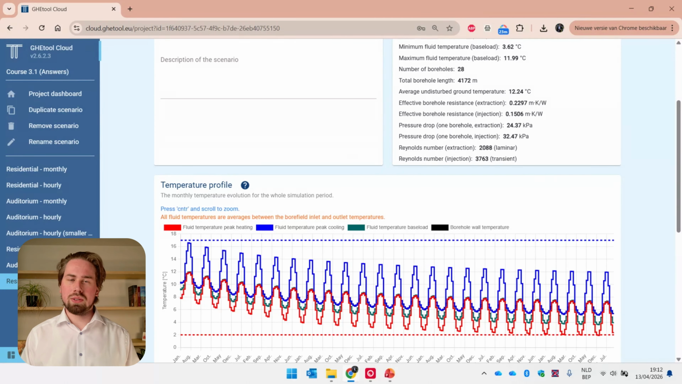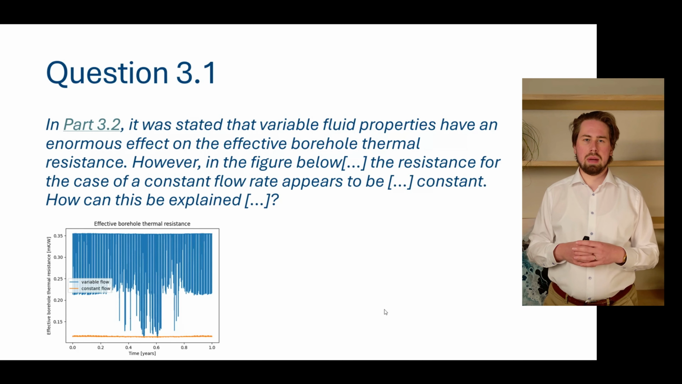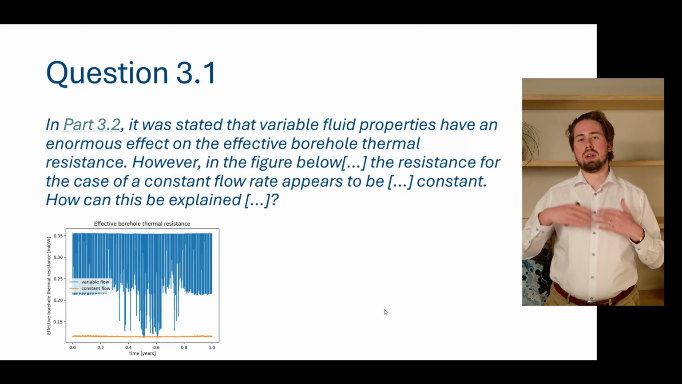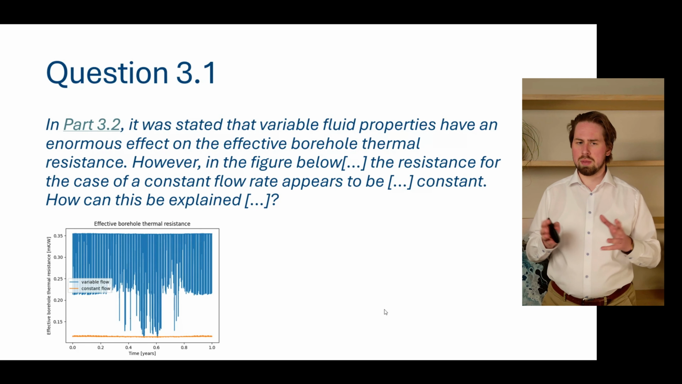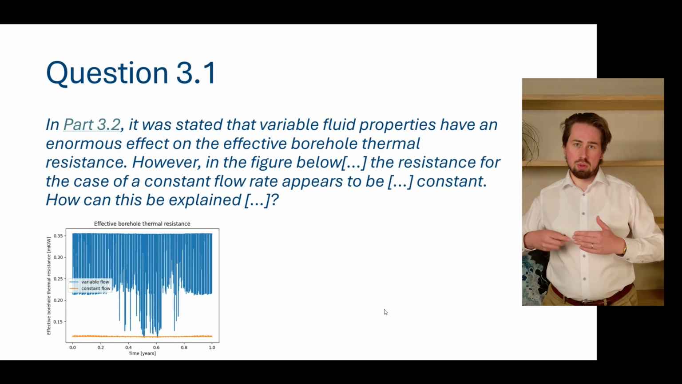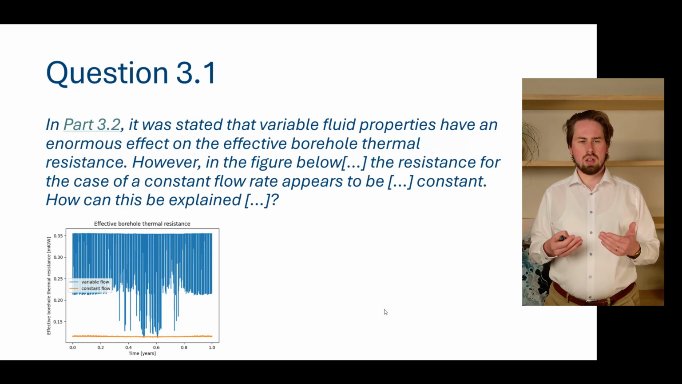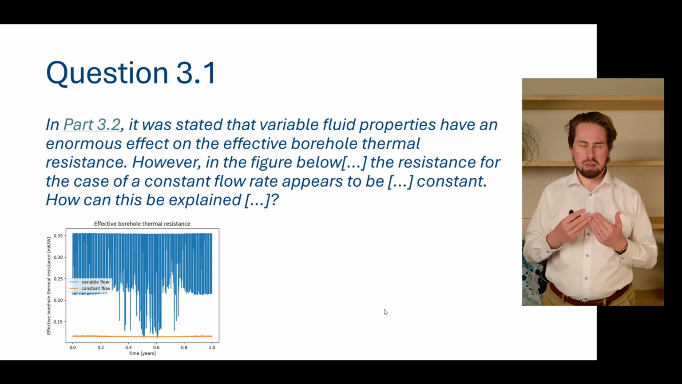So now let's go back to the slides and talk about the other questions we posed in this part. In chapter 3 of this part, we talked about not variable fluid properties, but variable flow rates. And we talked about this graph showing the first year of a simulation period, the borehole resistance here. We questioned ourselves: if we thought back to the variable fluid properties as showing us that we can transition from laminar to turbulent between heating and cooling, we now see here that our borehole resistance is almost constant throughout the whole simulation period.